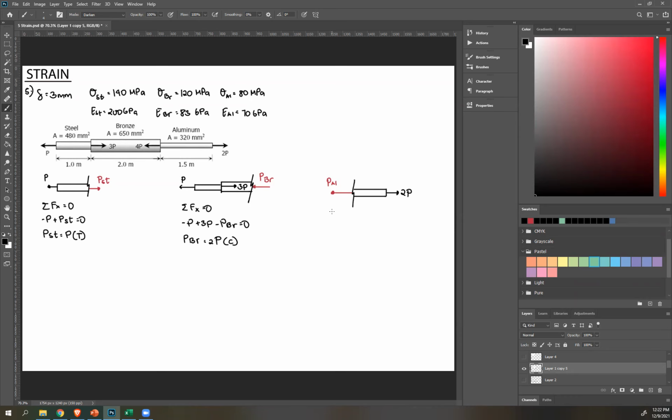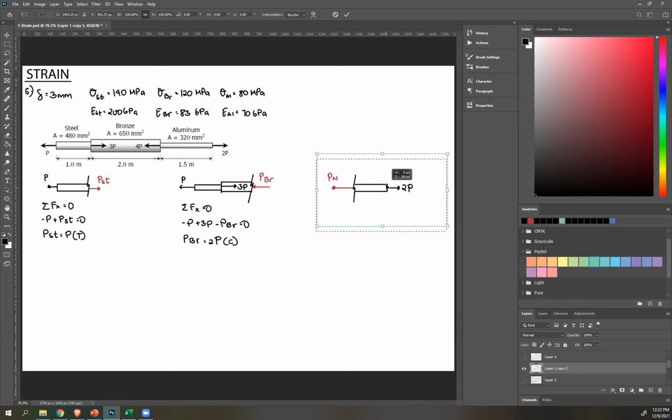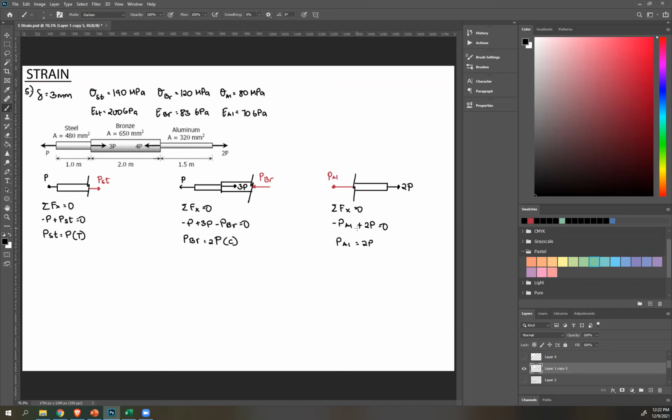And then finally, we have this. And summation of forces 0, negative PAL plus 2P. So PAL equals 2P, and then away, so that's in tension. Okay, now we have to know what's the next step. So we have all of our equations for internal load for steel, bronze, and aluminum in terms of P.